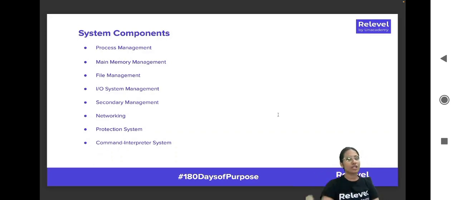So this concludes our discussion about the different system components which are part of the operating system and the management tasks that the operating system needs to take care of. In the next video, we are going to talk about the different services that the operating system provides.